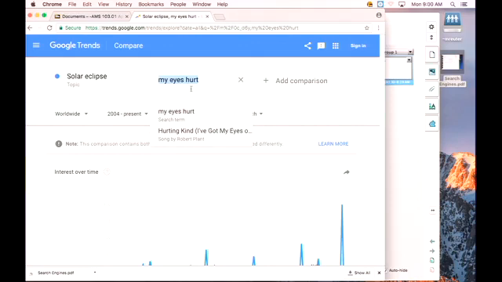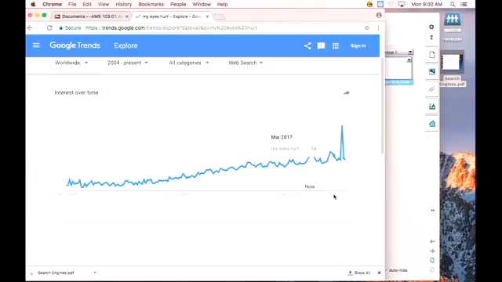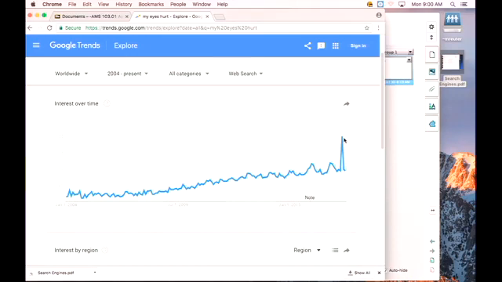If you search for my eyes hurt by itself. Okay, so let's do my eyes hurt by itself. Yep, and you notice there's a pretty good spike right around the time of the eclipse. Okay, so thinking back to a little while ago, causation or correlation? Well, it's certainly correlated. Is this one causal? Yeah, probably.